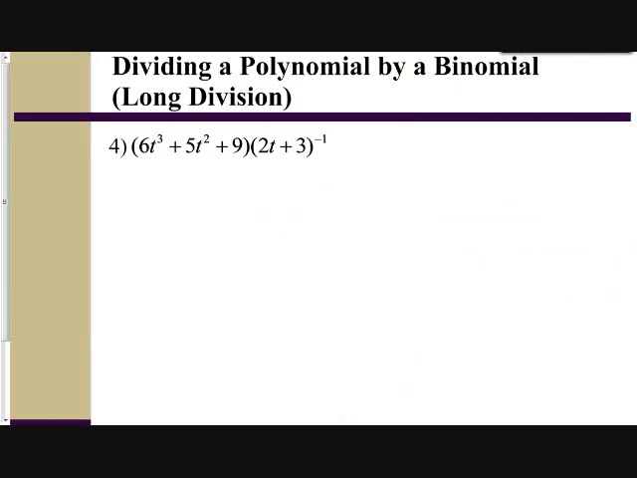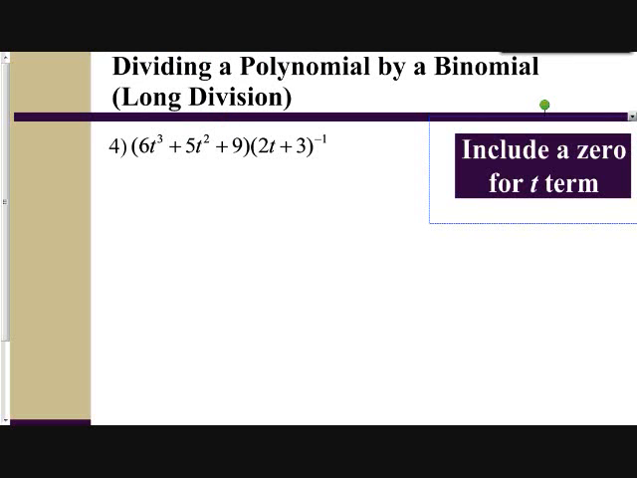In the fourth example, we have 6t cubed plus 5t squared plus 9. And this, remember, is going to turn into division. It's 2t plus 3. So if we take a look, we notice again we go with our exponents t cubed, t squared, and then we jump to our constant, which means we're missing the variable t to the first power. So that means it's going to be time for us to again add a 0 coefficient like we did before, and this time we'll include it for our t term.